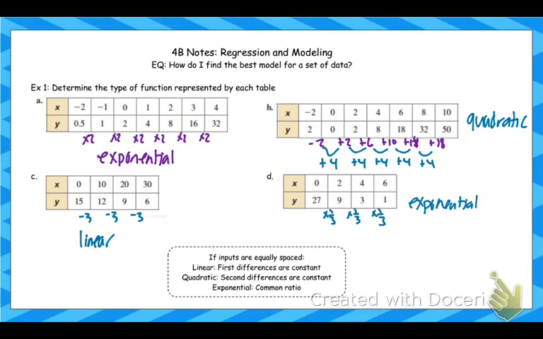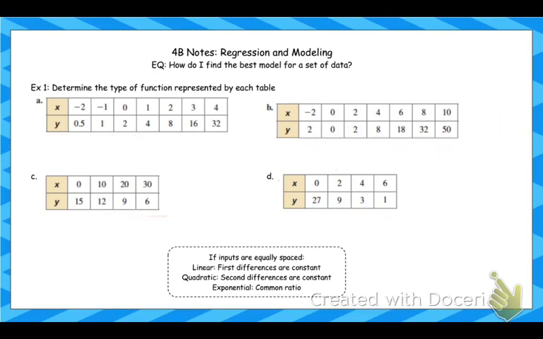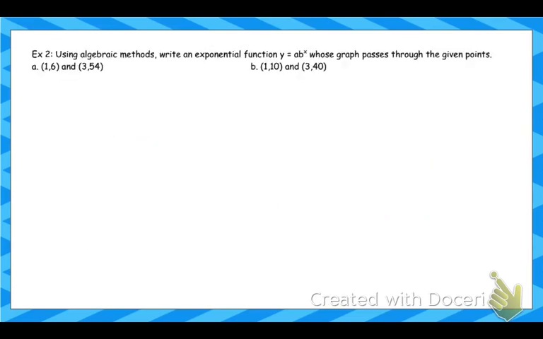All right, so now we're going to do a little bit of algebra, and we're going to review systems of equations. It says using algebraic methods. That means not using the calculator. We are going to do some calculator stuff here in a little bit, but I want to make sure you understand algebraically how we can work this out. So we're going to write an exponential function in that y equals ab to the x form that goes through those points.